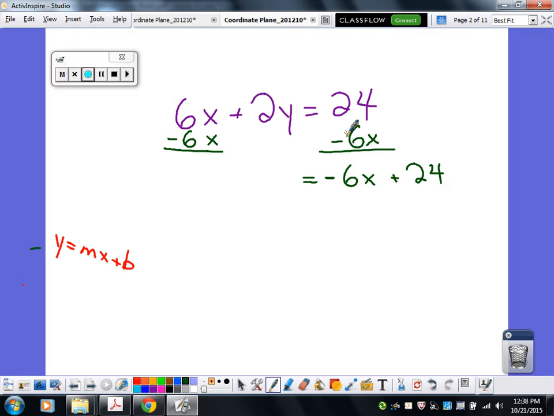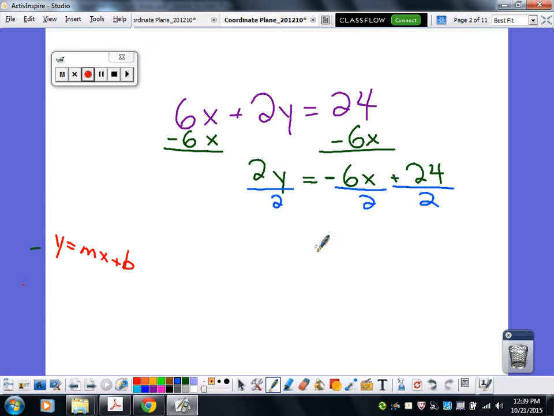And then what am I left with on the left-hand side? 2y. So 2y then equals that. Now, am I in slope-intercept form? I am not, but I'm a lot closer, aren't I? So what number do I need to get rid of now? The 2. What number do I want to be where 2 is? 1. How do I go from 2 to 1? Divide. So I'm going to divide every single term, all 3 terms, by 2.